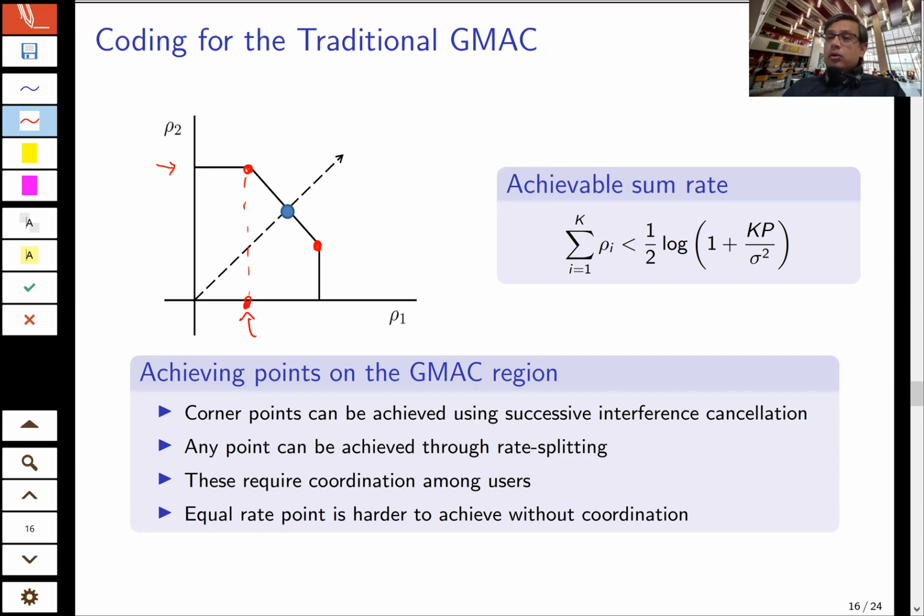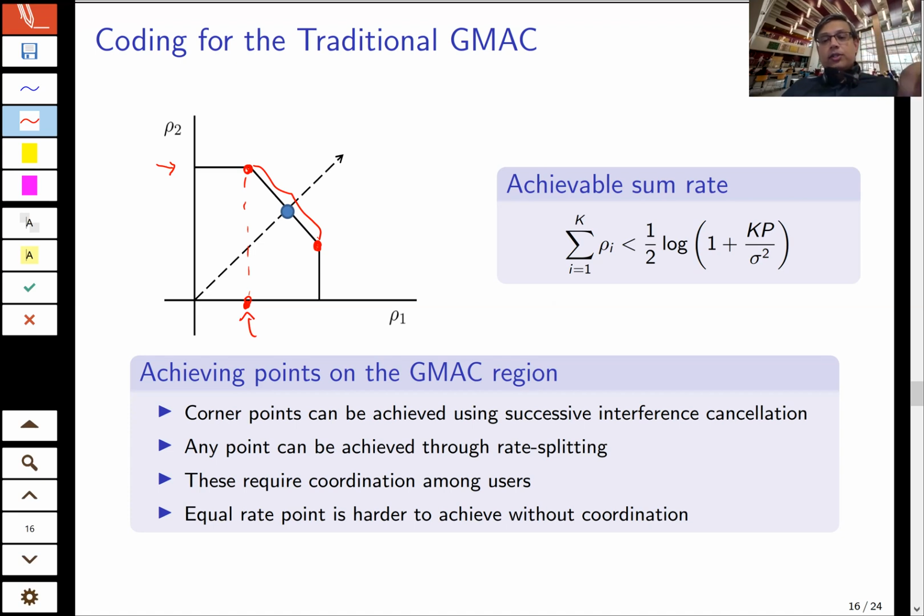Now, it's also known that any point along the dominant phase can be achieved with what is known as rate splitting, where the idea is each user can think of themselves as multiple users and split the rates between the multiple streams. And again, only single user codes are required.